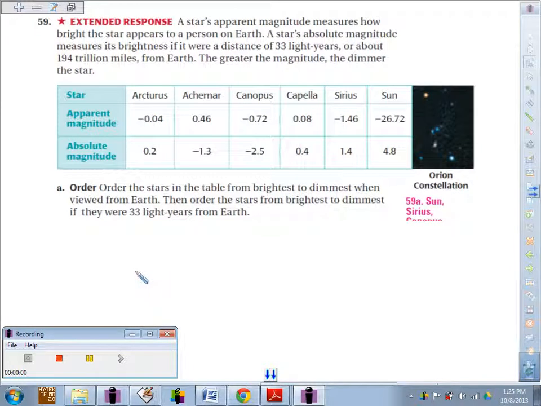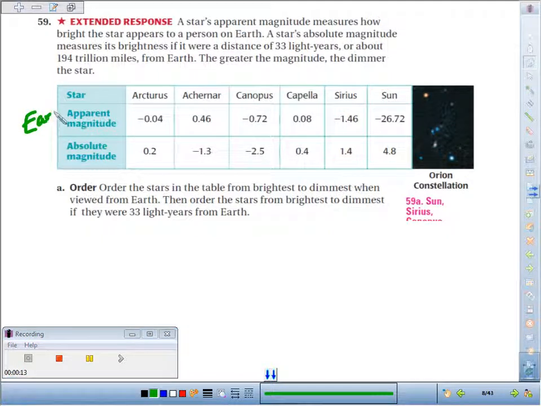Learning target 217 asks us to apply the value of numbers in a real-world situation. So we look at this one. A star's apparent magnitude measures how bright the star appears to a person on Earth. So apparent magnitude is what it looks like to us on Earth.